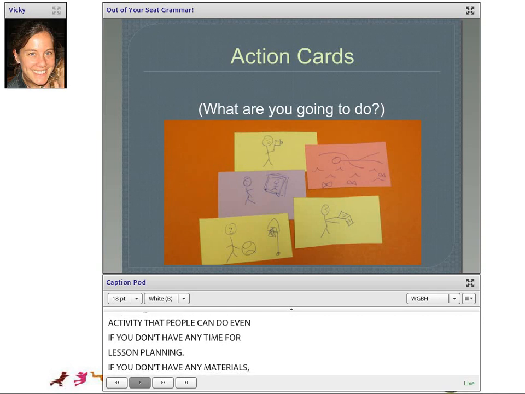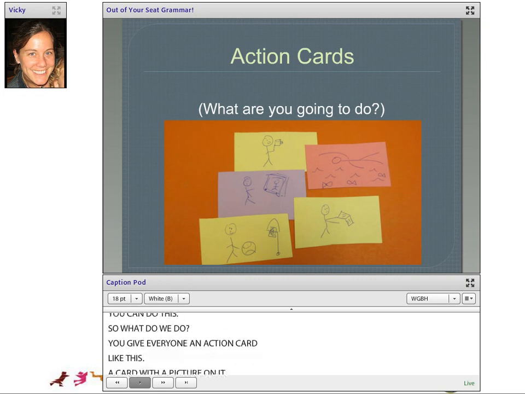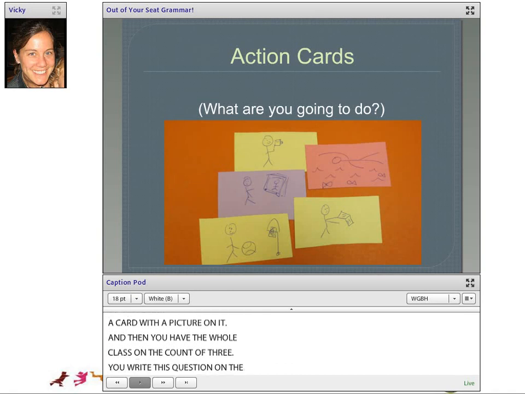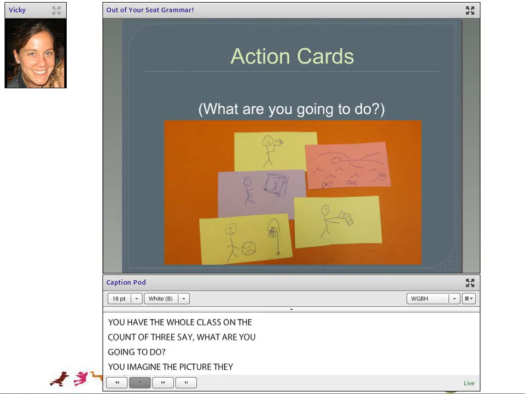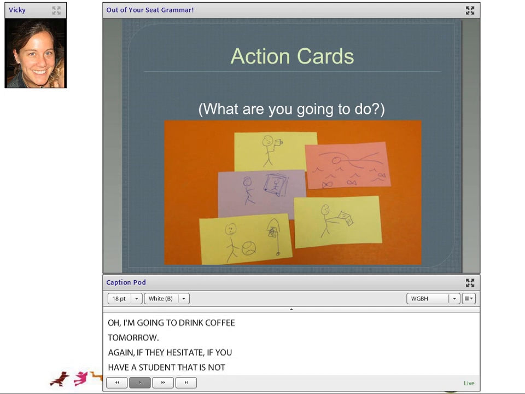So what do you do? You give everyone an action card like this, a card with a picture on it. You write this question on the board, what are you going to do? And you have the whole class on the count of 3 for each person to say, what are you going to do? We're imagining that the picture that they have is what their plan is for tomorrow. So the whole class asks each student, what are you going to do? And the person looks at their picture and they answer, oh, I am going to drink coffee tomorrow. And again, if they hesitate, if you have a student who's still not really getting it, you simply point up to your structured slot chart and help them along.